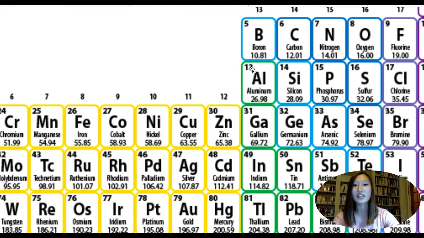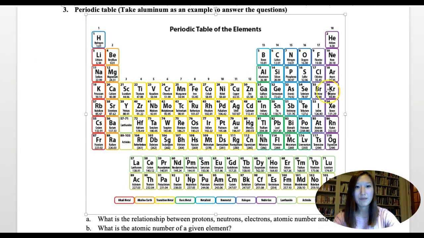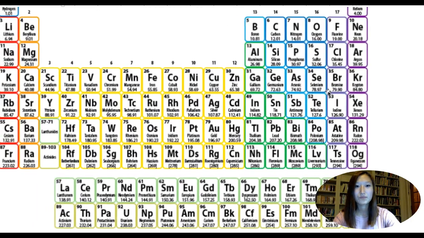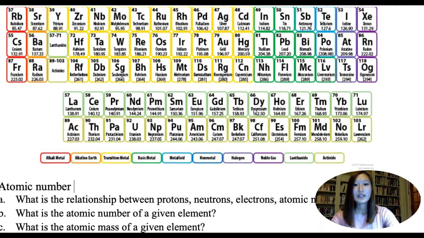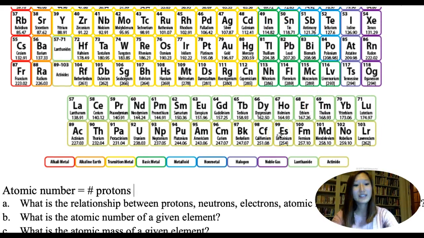How to label a periodic table: that is the atomic number. I'll type this one down for you. So what's special about the atomic number? The atomic number equals the number of protons, right? How would you know how many protons tin has? It's 50 because it's always the same as the atomic number. That's what makes tin tin.